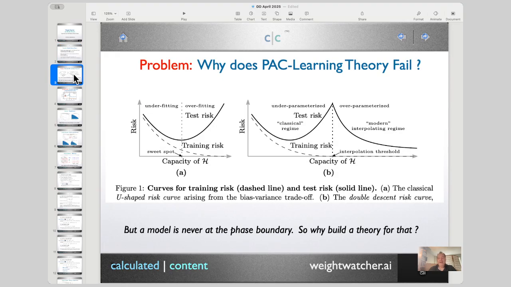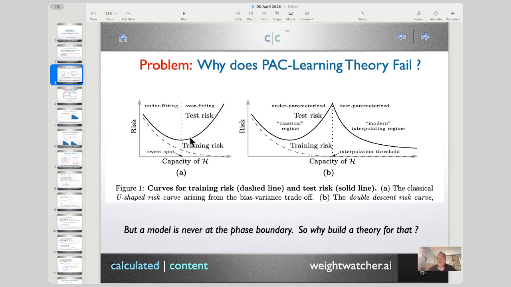So if you think about why PAC learning theory fails, this is usually how the computer science people present it. They have this model, you have the risk versus capacity, and this idea that there's a trade-off between the test error, the test risk, and the training risk. And you get this curve, and you're in this regime where you're underfitting or overfitting. And if you take any machine learning class or statistics class, they have this curve in plot A. And of course, what we've learned is that this doesn't work at all for neural networks.